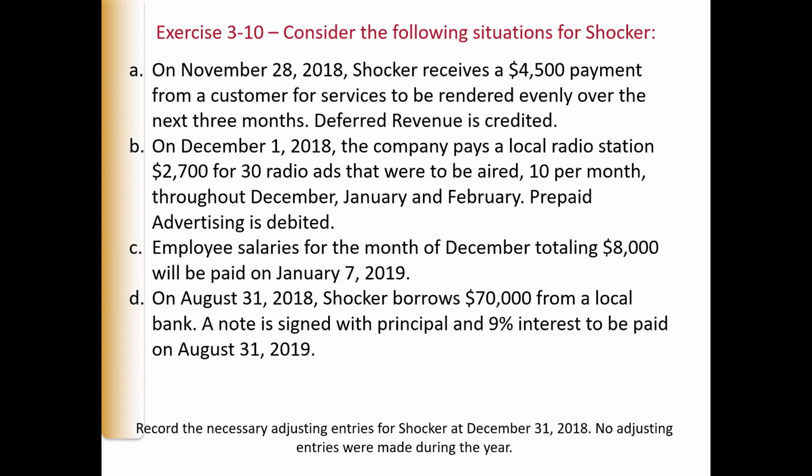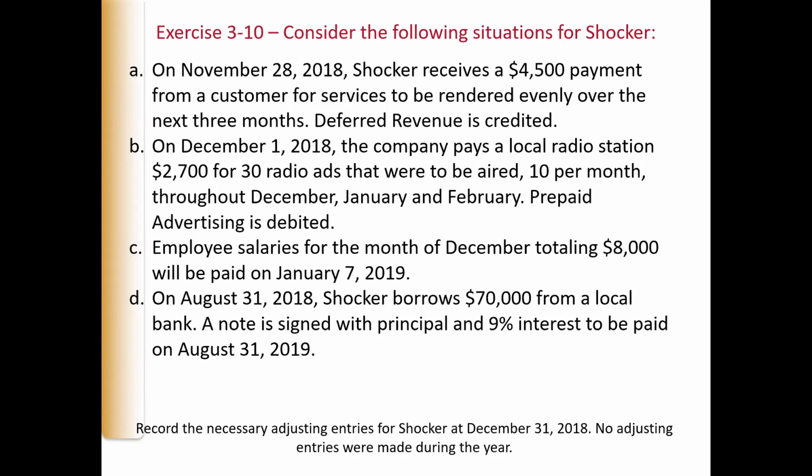If you can read it. On November 28th, 2018, Shocker receives a $4,500 payment from a customer for services to be rendered evenly over the next 3 months. Deferred revenue is credited. Awesome. So we need to record any adjusting entries as of December 31st.